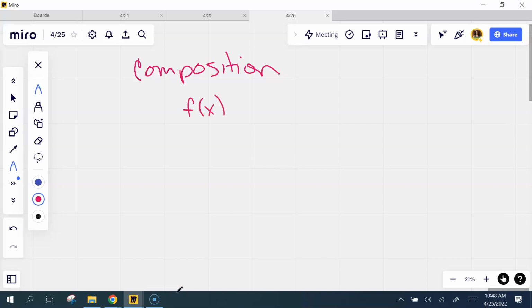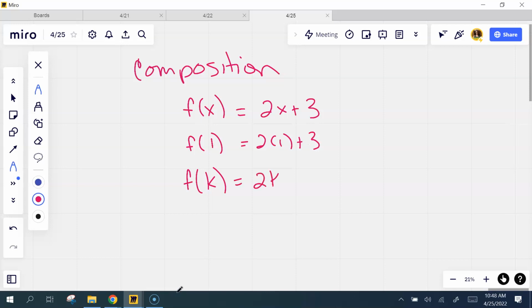If you want to write this off to the side, because you'll need to know how to do this. If I have this equation, f of x equals 2x plus 3, for instance, and I asked you to find f of 1, tell me what you would do. Plug in 1 for x, right? 2 times 1 plus 3. What if I asked you to find f of k? What would you do? Same thing. So this is 2k plus 3, right?